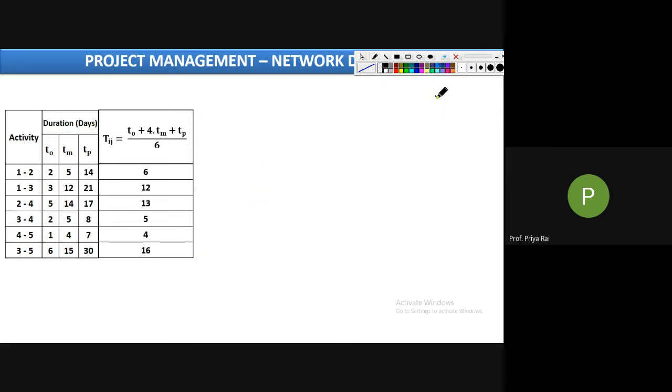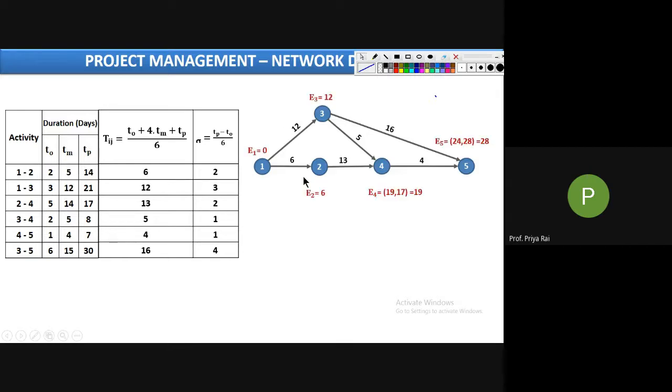You have drawn the network diagram and you have calculated Tij, that is the expected duration of every activity, and the standard deviation or variance of every activity we have completed. Okay, so here we have drawn. Now our third question was to calculate the earliest start time and latest finish time. So for calculating earliest start time, from which event will we start? 1. Yes, first we will start from E1.